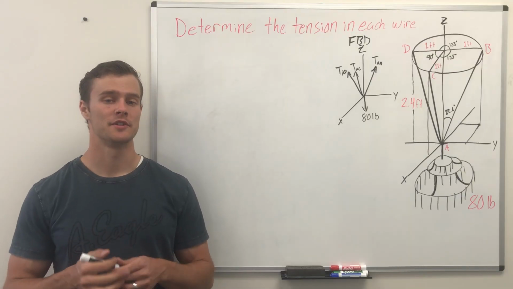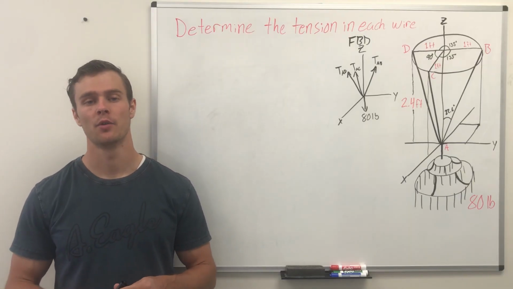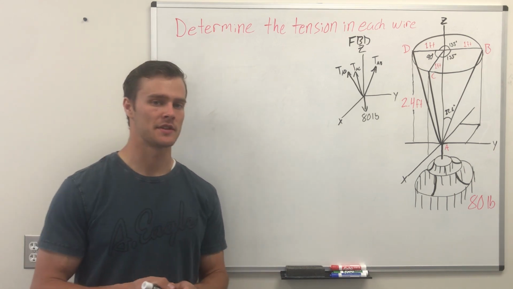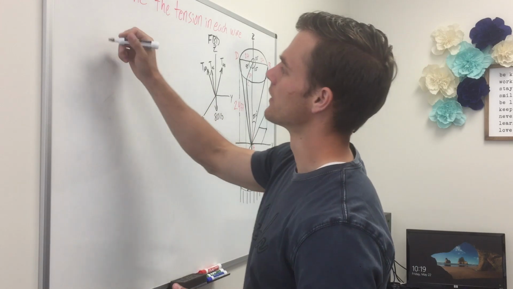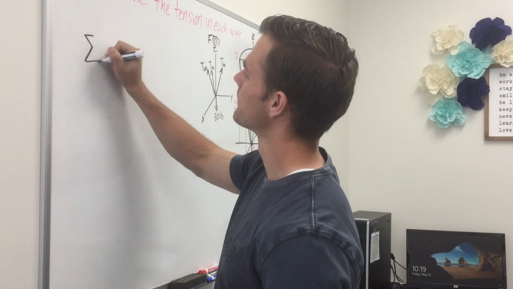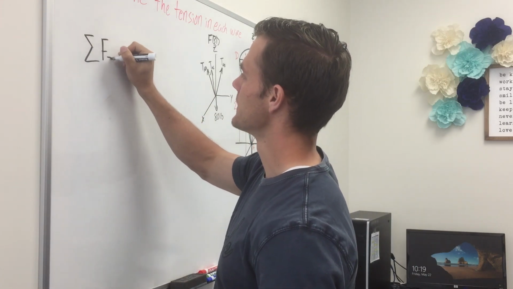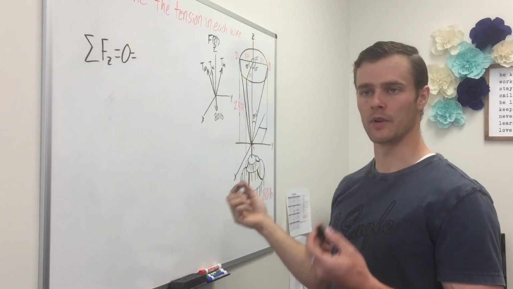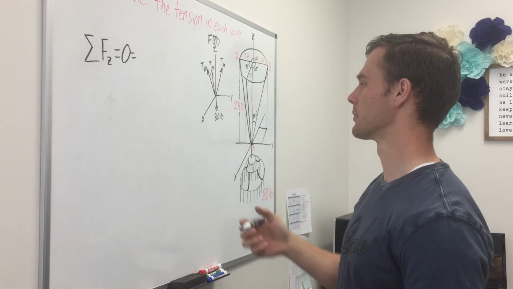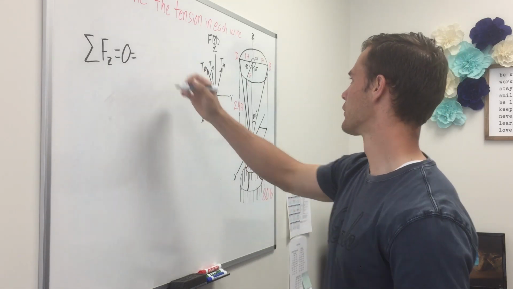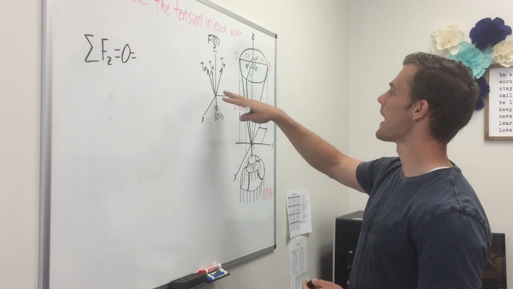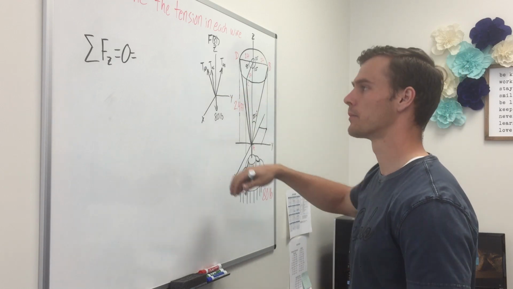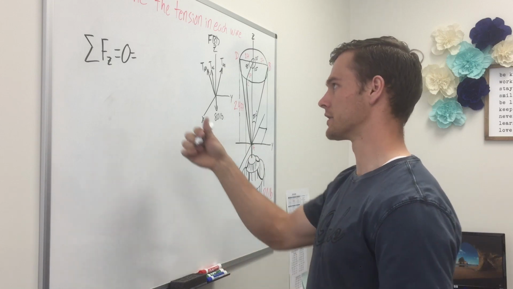Alright guys, now that we know the geometry of our triangles, we can set up our equilibrium equations for the x, y, and z axis. And we're going to start with the z axis. So, the sum of the forces in the z direction equals 0 because we know our chandelier is not moving, so it's in equilibrium. And then we have each of these forces having a component in the z direction, and we also have our chandelier pulling down only in the z direction.